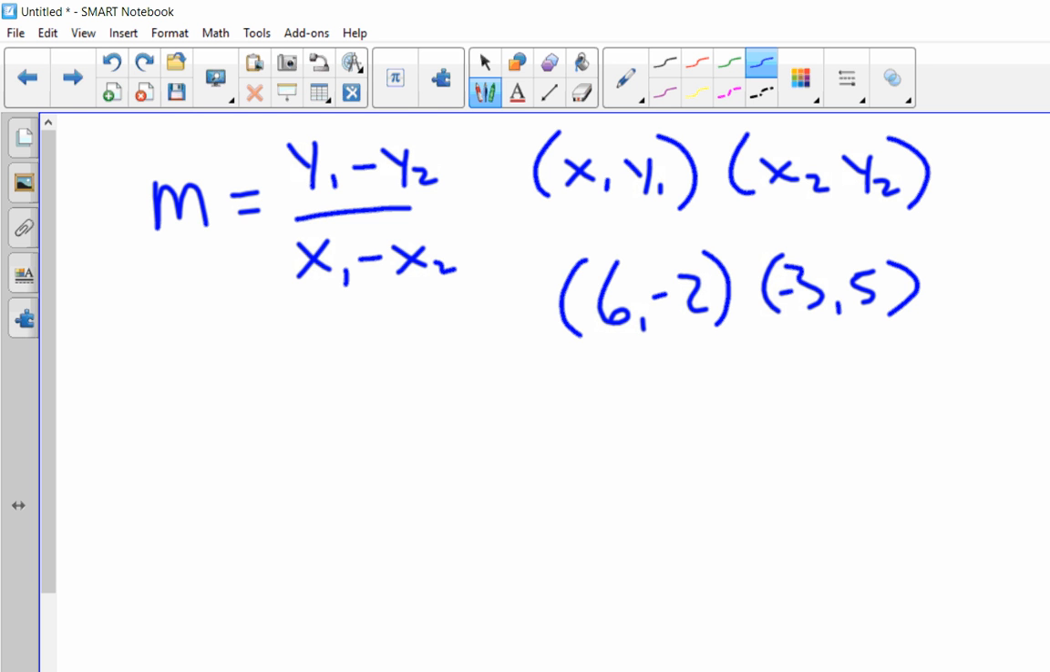Taking these and plugging them in, my y1 was negative 2.